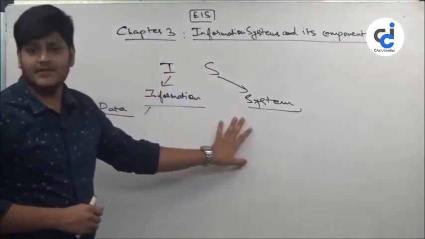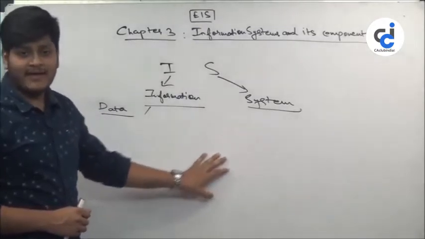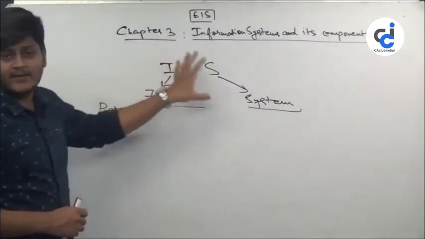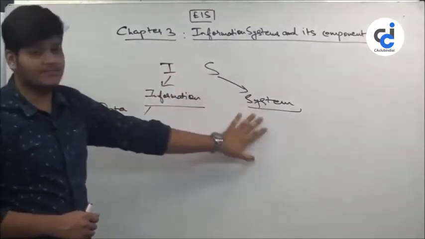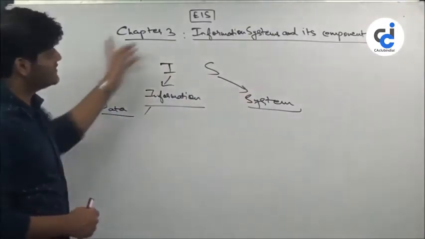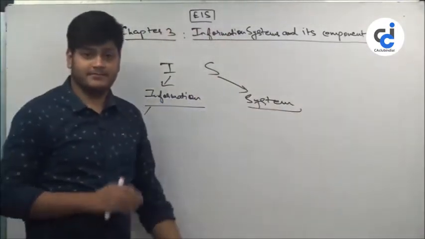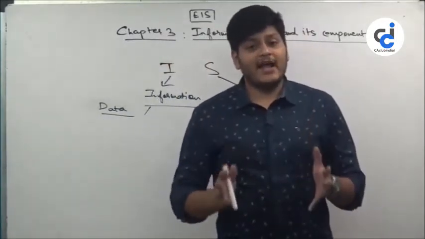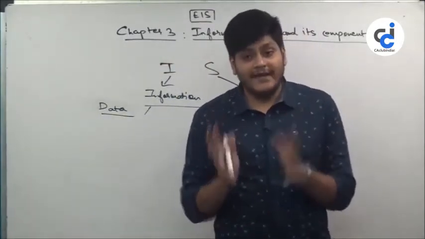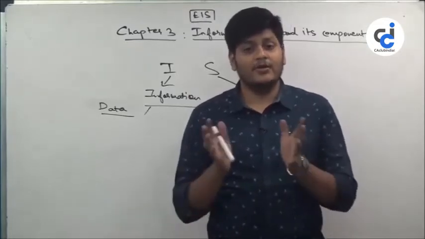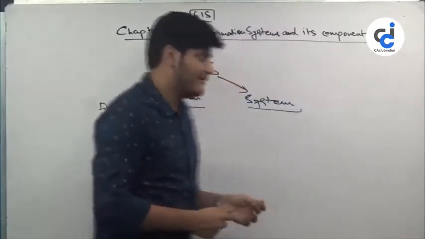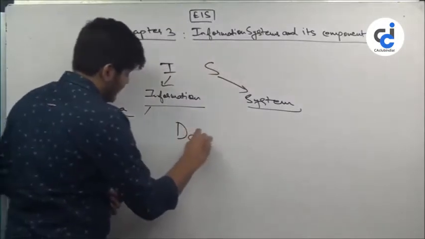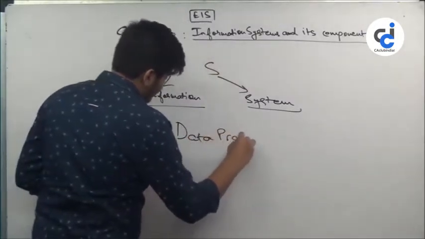This is a system. So whenever we are combining all the data that we have, converting it into information using a system, an entire information system is obtained. Clear? So an information system is where we are getting our entire data processing into a computerized environment. So we have a new word, which is known as data processing.